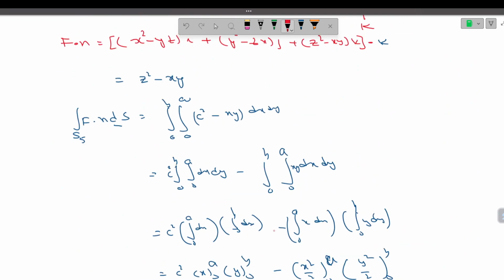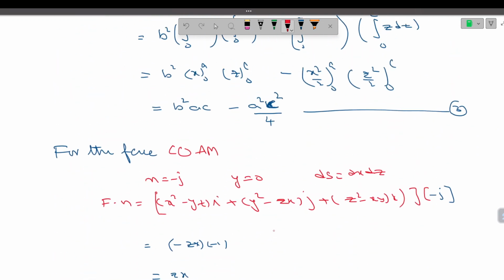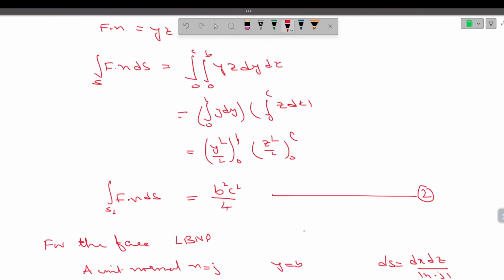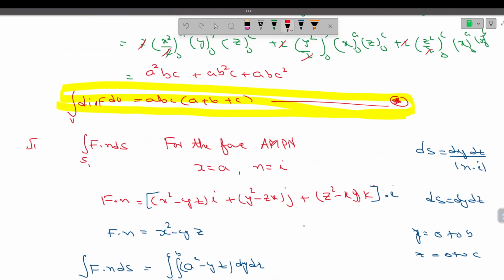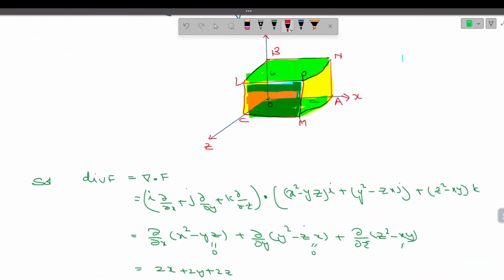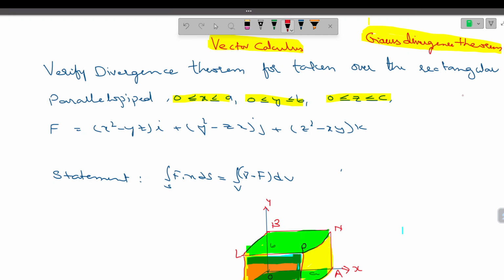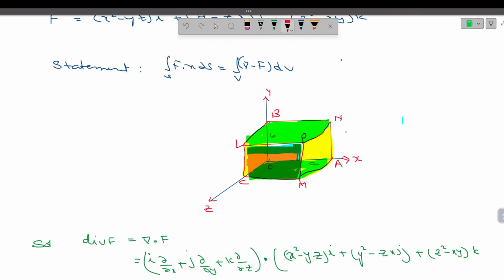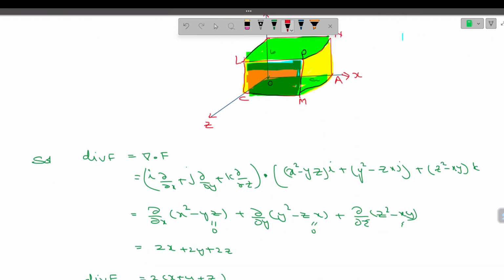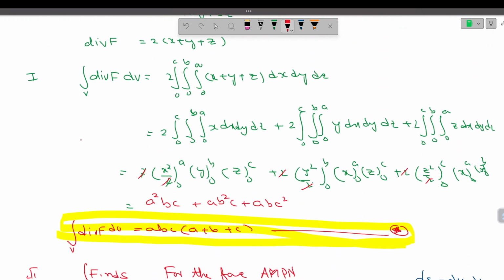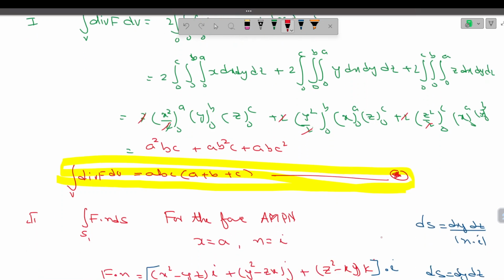Please see here. The problem is looking very long and ugly, but it's not so. He has given the function f, and you see it is a cyclic function: x square, y square, z square, minus yz, zx. The statement of the Gauss theorem is this one. We first found divergence F, then integrated over the volume. The limits of integration are clearly given, 0 to a, 0 to b. Just simplify and get the answer.